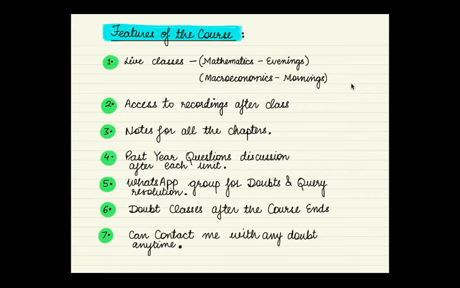The same goes for mathematical methods for economics 2 and for introductory macro as well. So a few things. This course is going to be a live course, meaning we are going to have live classes. So every weekend we are going to meet. Weekend would mean Saturdays and Sundays. We will have evening classes for mathematics, and for macroeconomics we'll be meeting once a week, in the morning. So average duration would be 3 hours for macroeconomics, and average duration for maths class will be 2 to 2.5 hours.